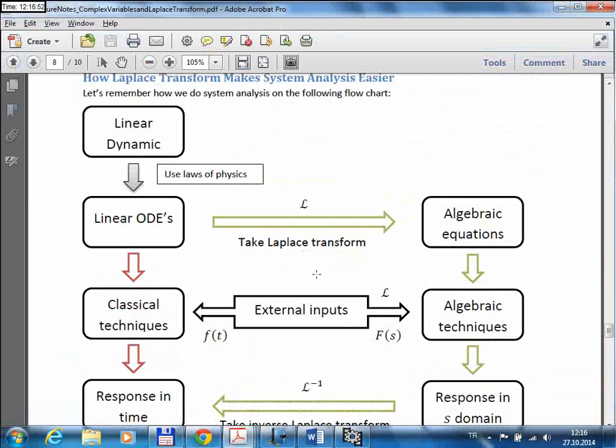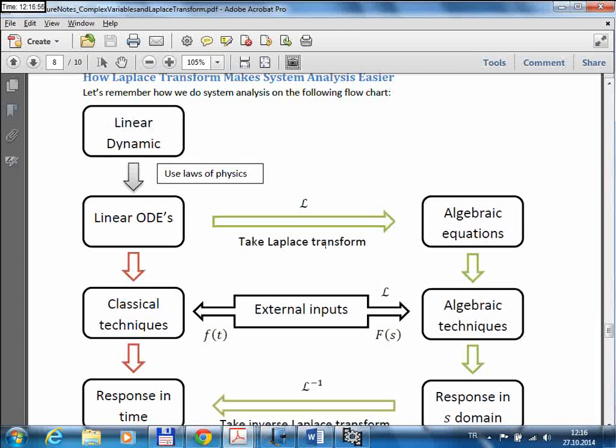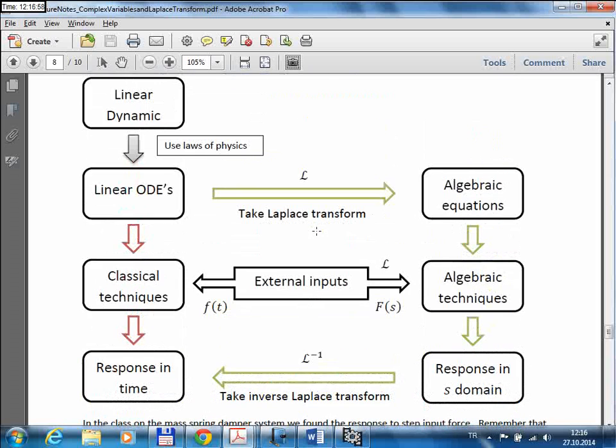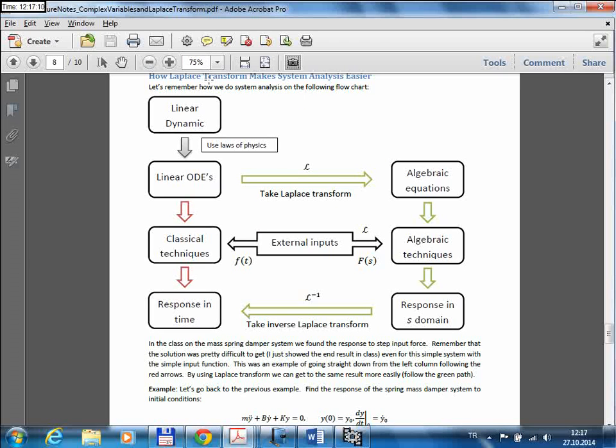So this table summarizes how we use Laplace transformation in this course, and I think it's a really nice summary. So let's take a look at the left part of this table, and maybe I should just copy this to another file and then talk about it there.